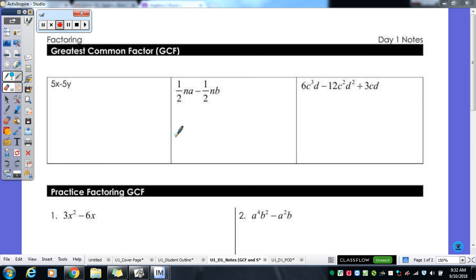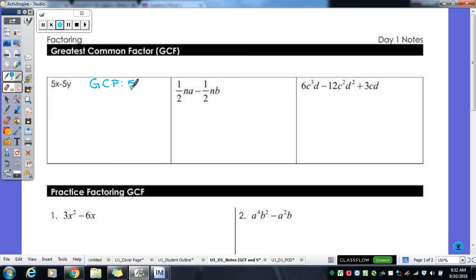All right, so greatest common factor, GCF factoring, that's what we are starting off with today. So greatest common factor, who remembers what that means? How do we factor using that method? What do we look for? What they have in common. So if we look at the first one, what do they have in common? A 5. So our GCF for this first one would be a 5.